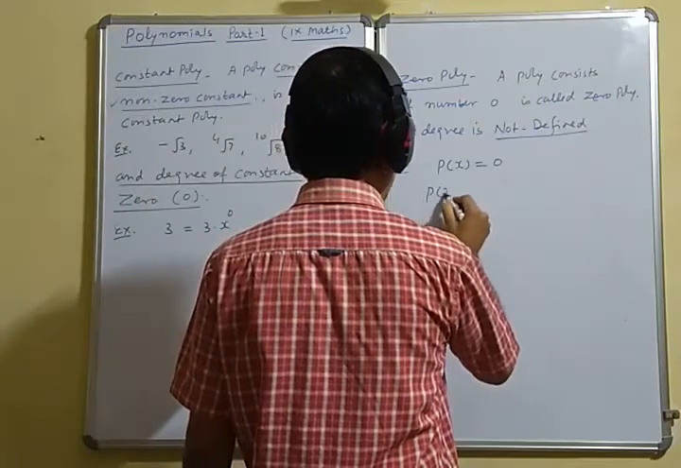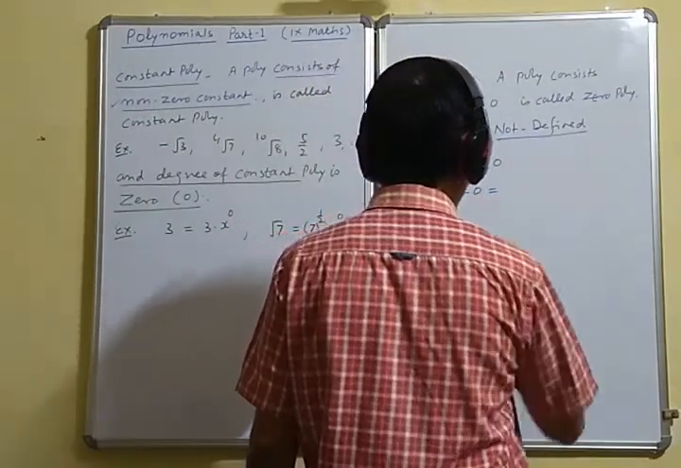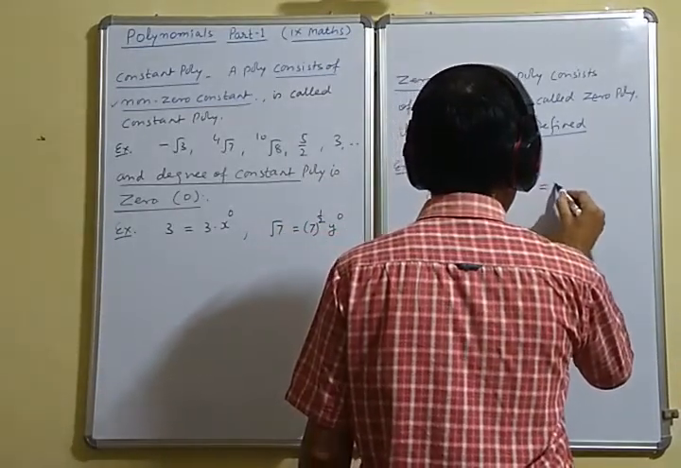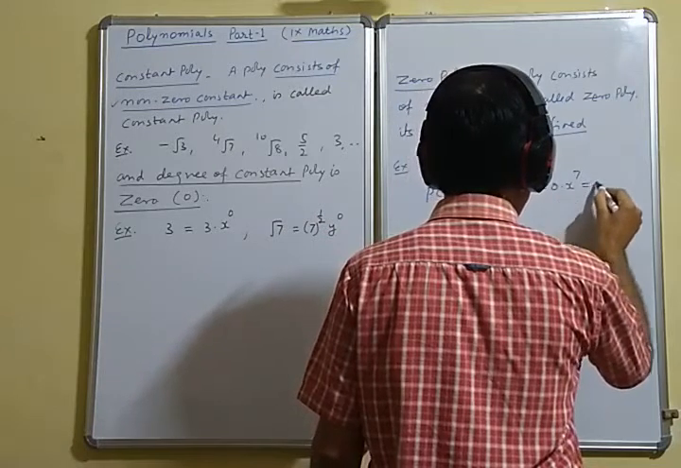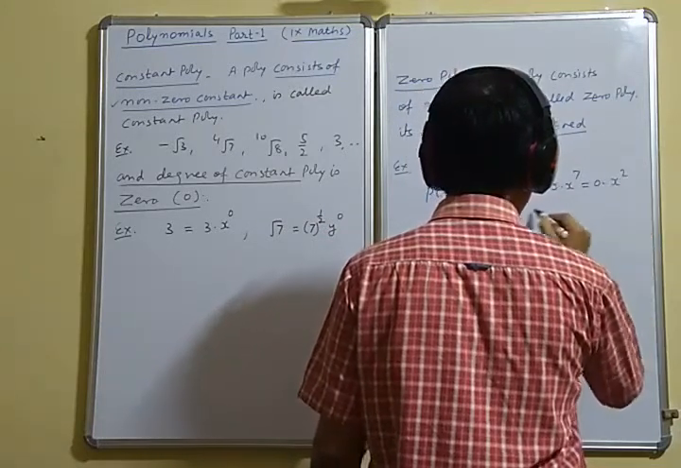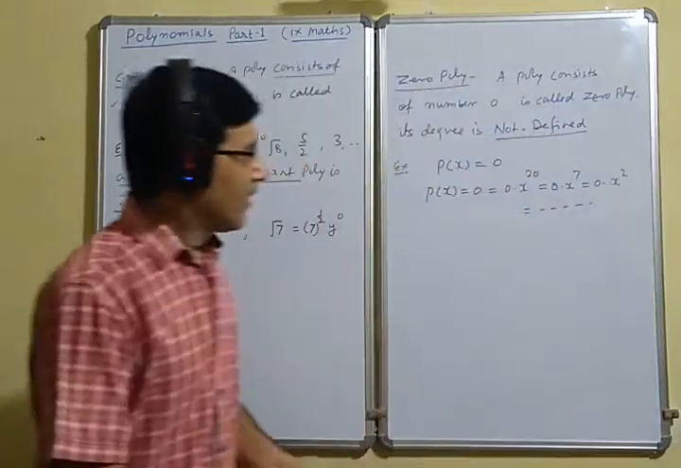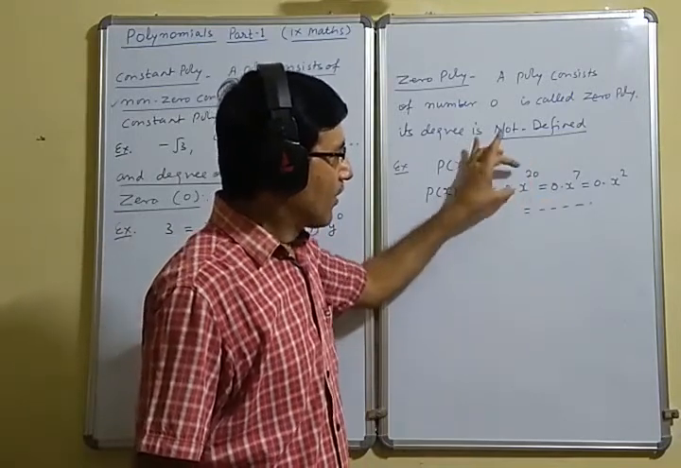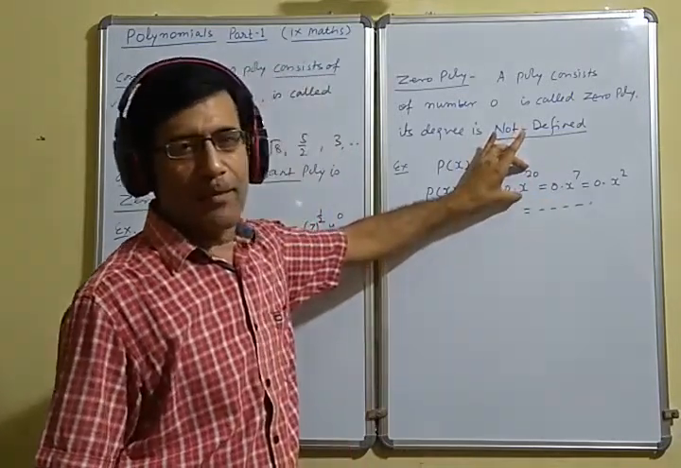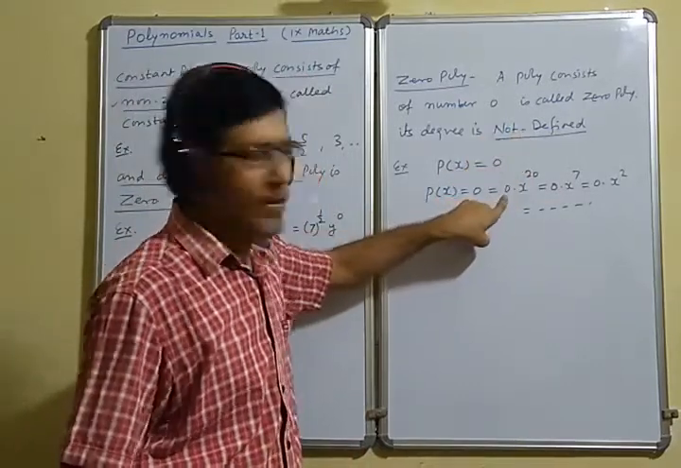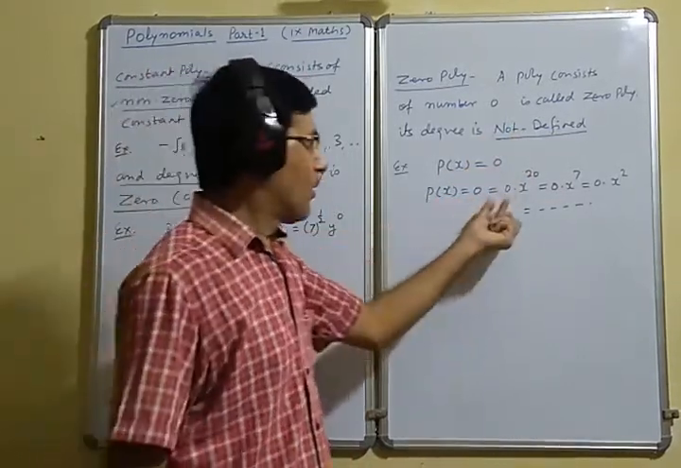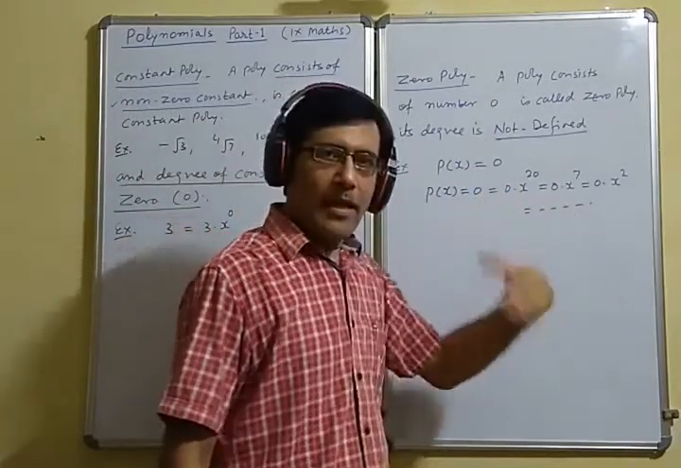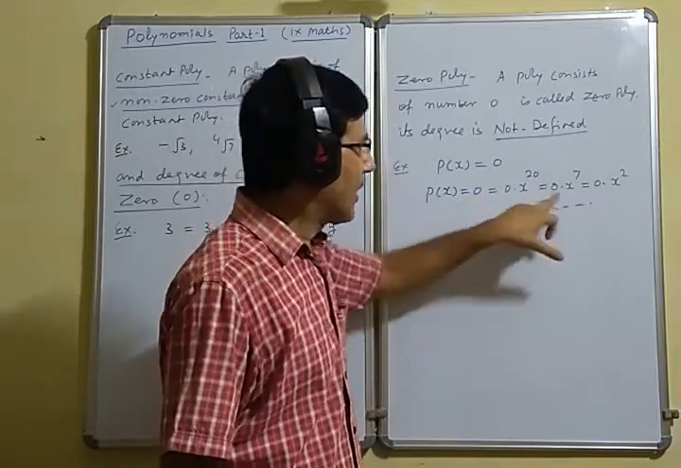Suppose we have p(x) equal to 0. We can write it as 0 into x raised to power 20, 0 into x raised to power 7, 0 into x raised to power 2, and so on. If we leave out the 0, it is x raised to power 20, so the degree of this polynomial would be 20. But whenever we multiply it by 0, it becomes 0.